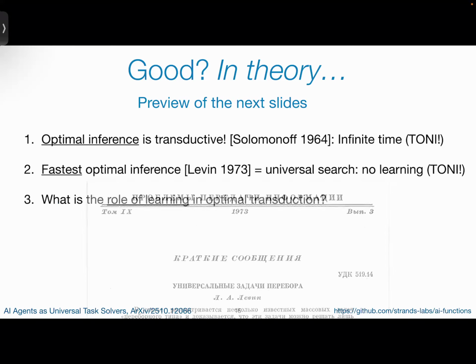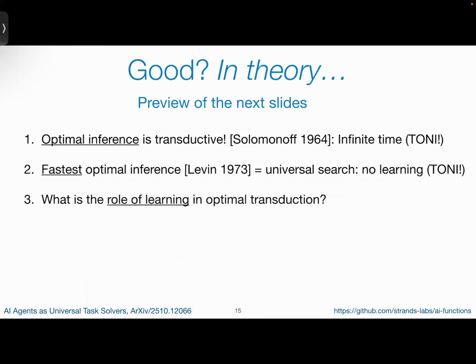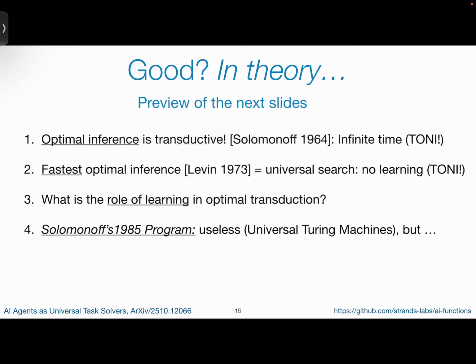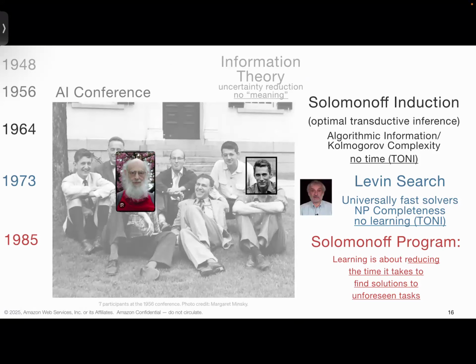But in 1985, the same Solomonoff wrote this paper, which is fairly obscure, that pointed to precisely what is the role of learning in optimal transductive inference. And I will show you. That's the same Solomonoff, a few years later, so you can see how time is important. That's what time does to you. But he pointed to the role of learning being about reducing the time it takes to find a solution to an unforeseen task as the goal of learning, not minimizing uncertainty.